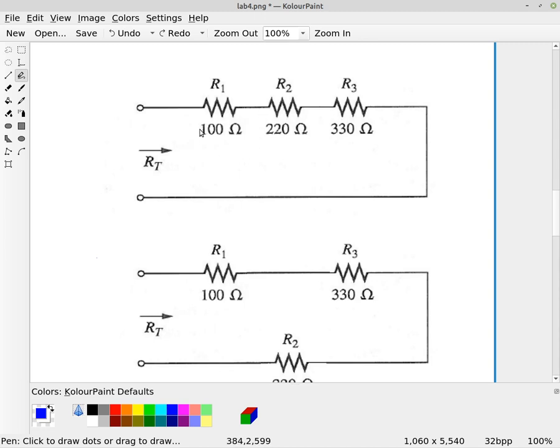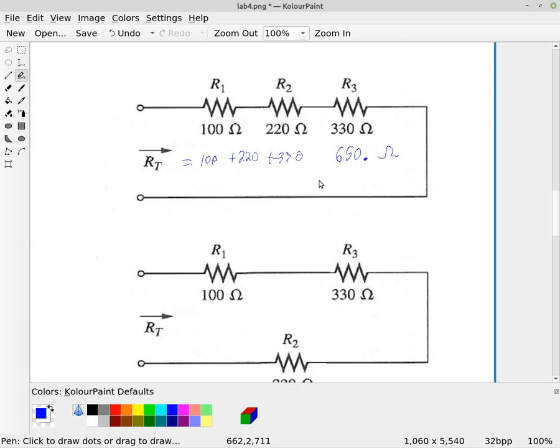And so the total resistance is the sum of these 3. So our total is 100 plus 220 plus 330. So that gives us 650 ohms. And so that is the total resistance.